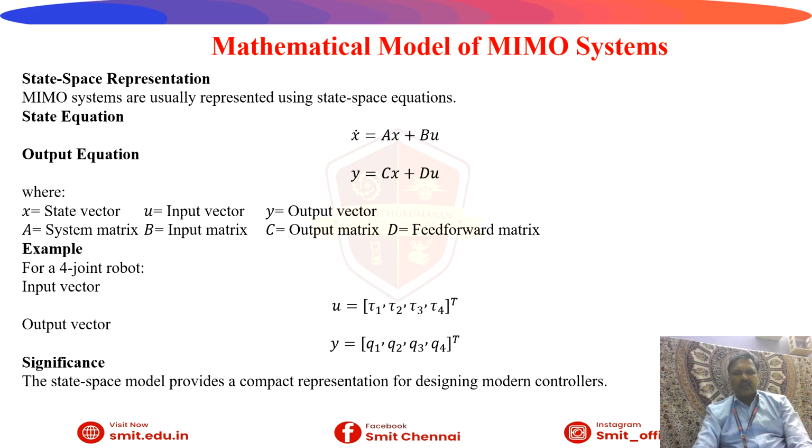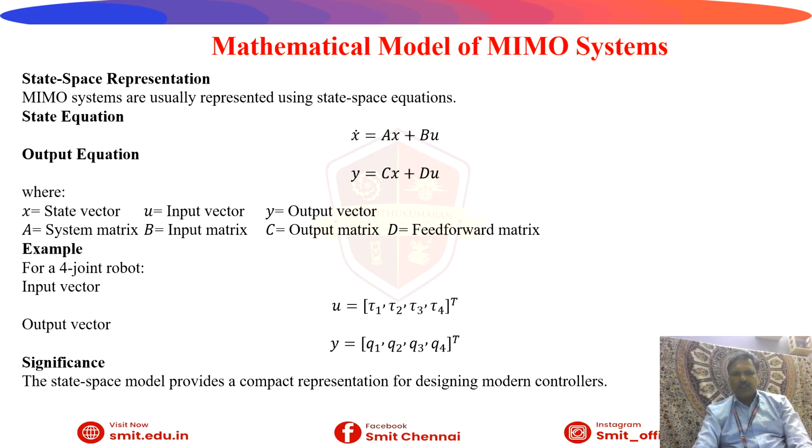State space representation. MIMO systems are usually represented using state space equations. State equation is defined by x dot equal to Ax plus Bu. Output equation is y represented as Cx plus Du. x is nothing but state vector, u is input vector, y is output vector, A is system matrix, B is input matrix, C is output matrix, D is feedforward matrix.